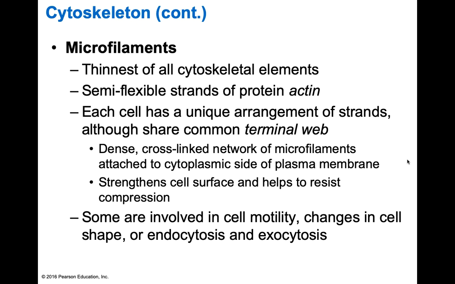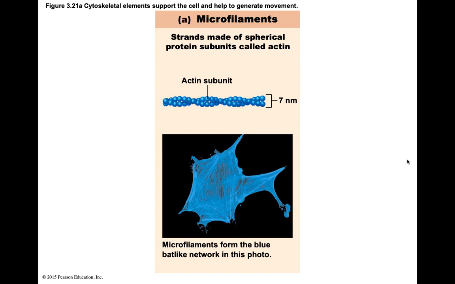Some of these microfilaments are also involved in cell motility, in organelles and other things moving around inside the cell, and in changes in cell shape, such as endocytosis and exocytosis. We're absolutely moving the cell, right? Because we either have things entering or exiting in vesicles that are fusing with the cell membrane, so we'd obviously have a change in the cell shape, temporarily at least. So here's kind of what an actin subunit would look like. You see that it's this bat wing looking blue filament in this picture.